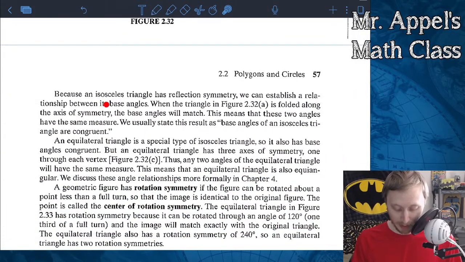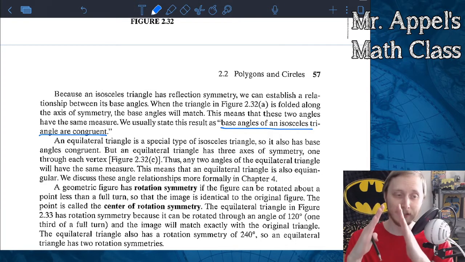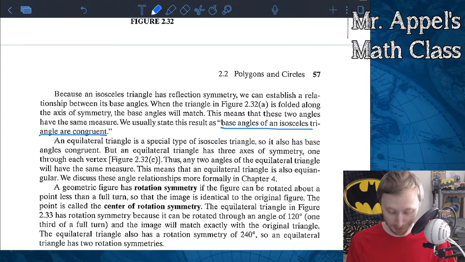Now, because an isosceles triangle has reflection symmetry, we can establish a relationship between its base angles. When the triangle in 232a is folded along the axis of symmetry, the base angles will match. This means that these 2 angles have the same measure. We usually state this result as: base angles of an isosceles triangle are congruent. That is an important conclusion to keep in mind. An isosceles triangle, by definition, has 2 sides that are congruent, and also by nature of symmetry, the 2 base angles are also congruent.